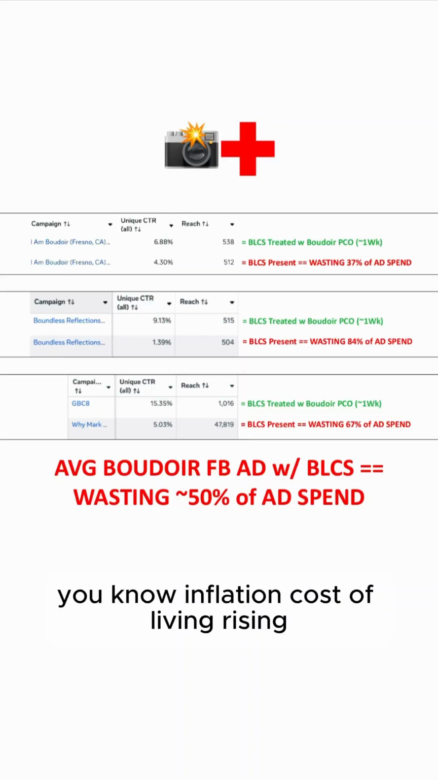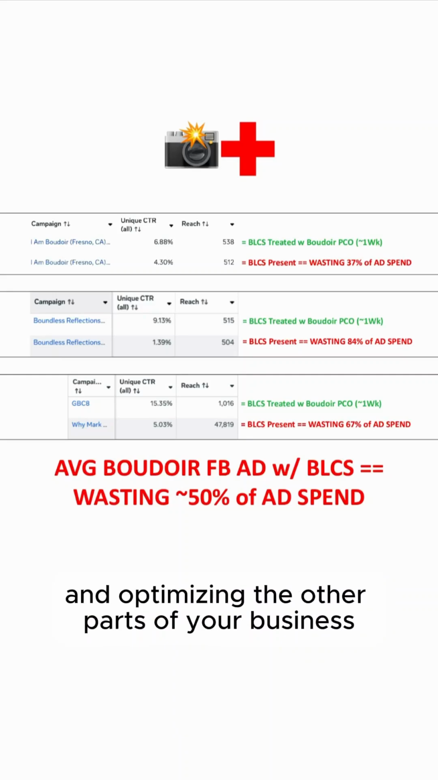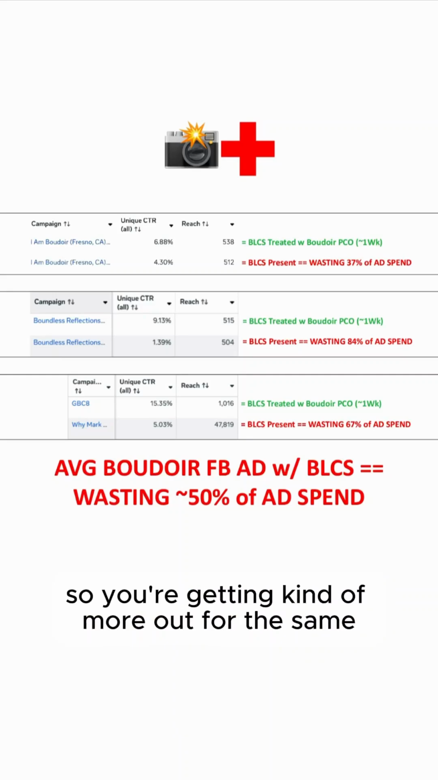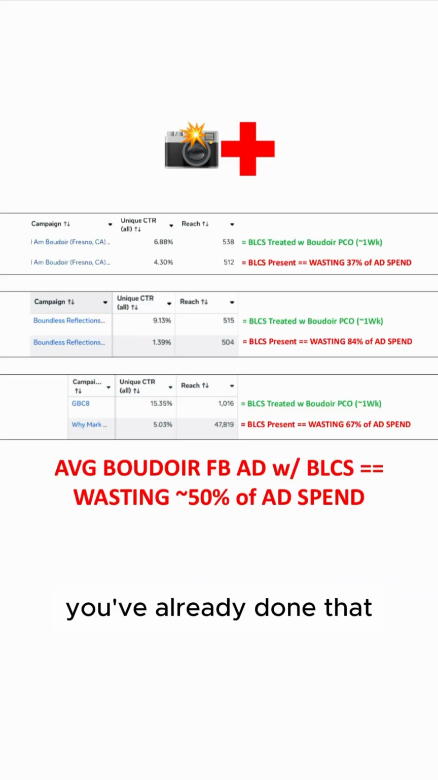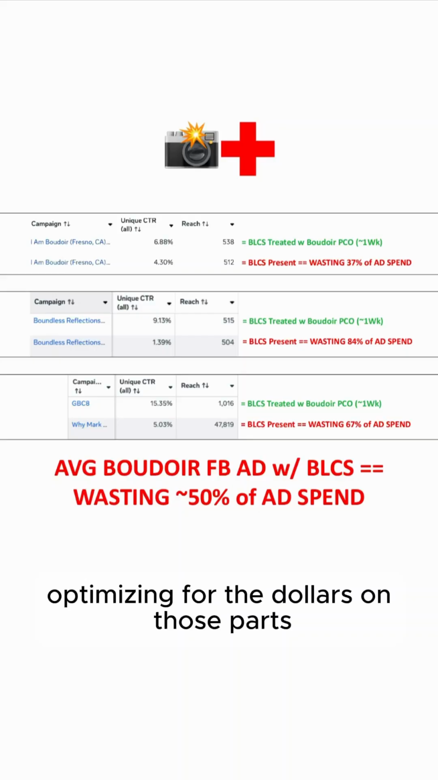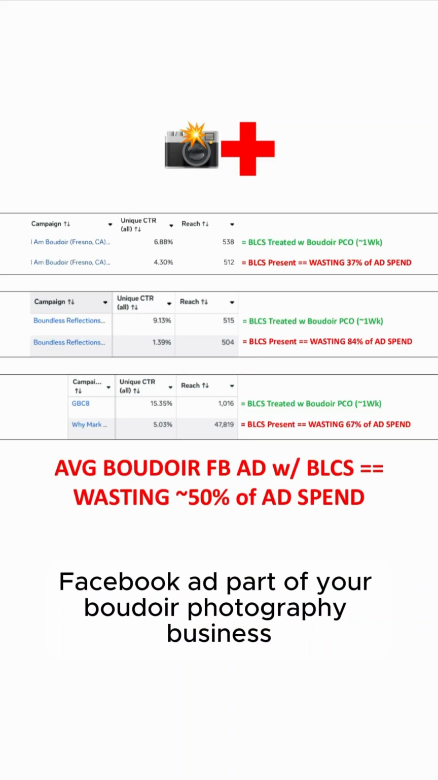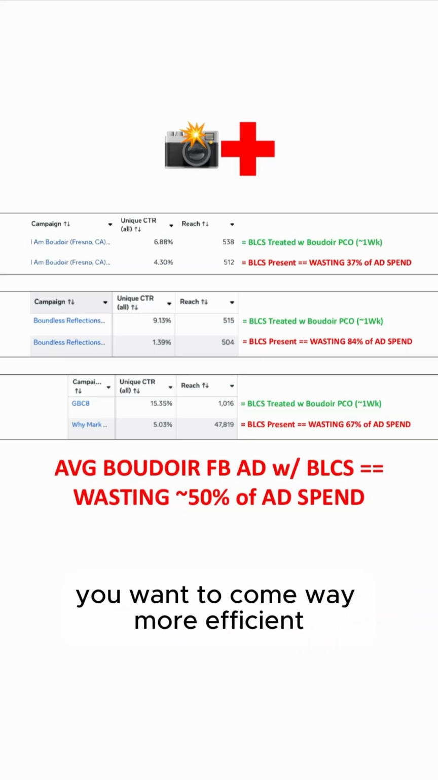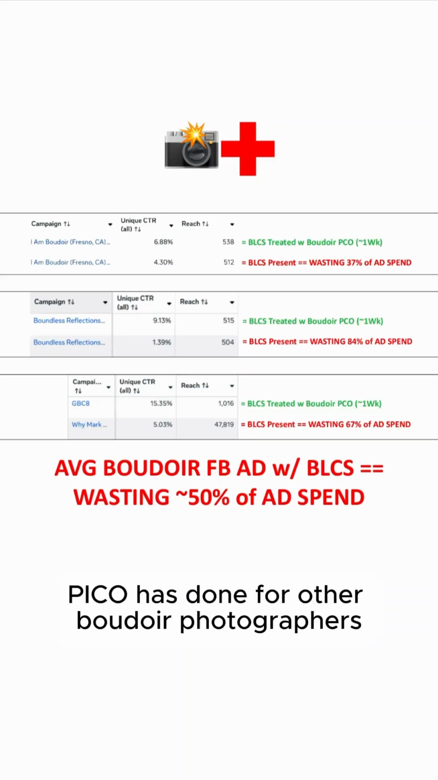You've also been seeing inflation, cost of living rising. So you've already decided you're taking profits and optimizing the other parts of your business. So you're getting more output for the same inputs, being more efficient. You've already done that with other parts of your business, optimizing for the dollars on those parts. And now you've decided you want to do it on the Facebook ad part of your boudoir photography business. You want to become way more efficient, pull more money out of it as well by plugging the leaks. And you're seeing what Boudoir Pico has done for other boudoir photographers' Facebook ads.